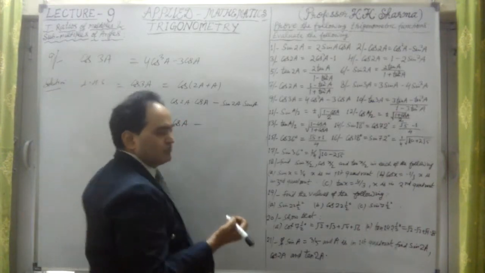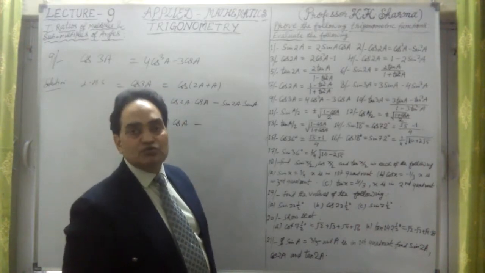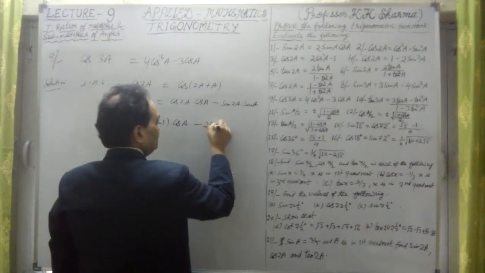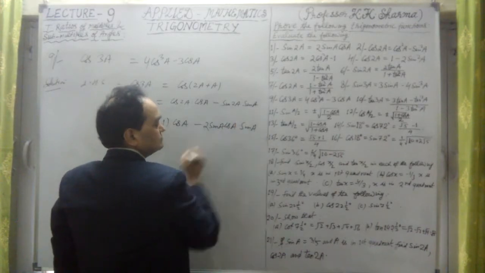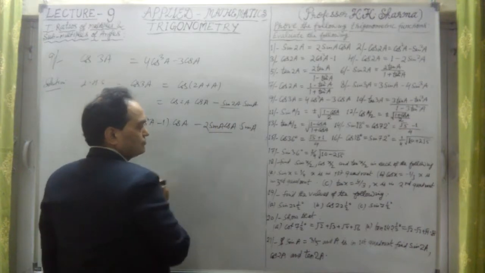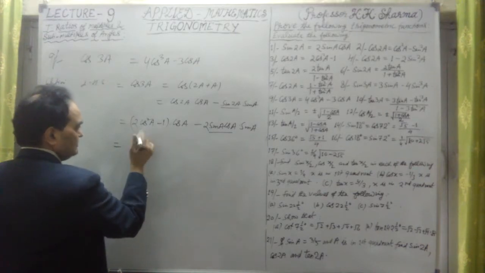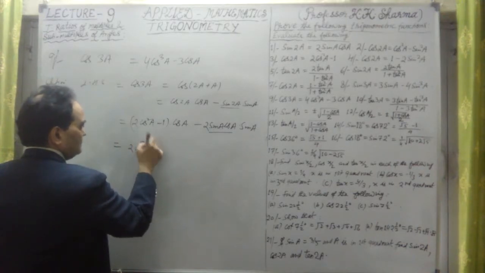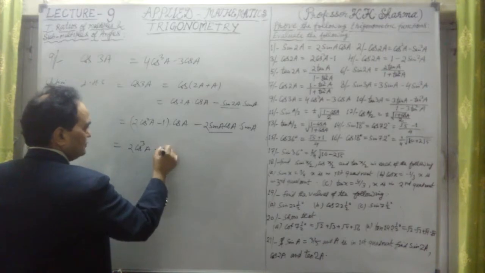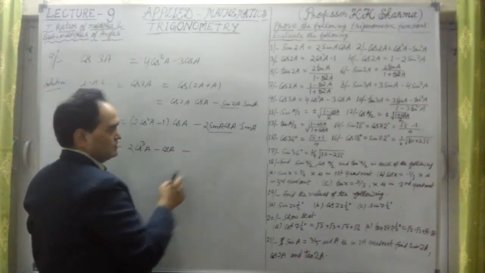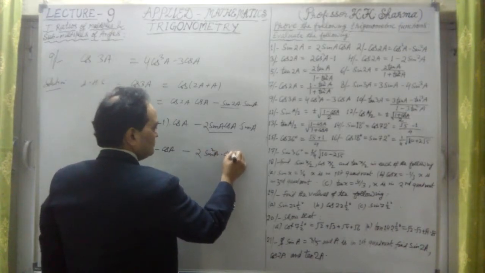Minus sin 2a. There are two formulae for it, one in terms of tan, but the first is 2 sin theta into cos theta, that means 2 sin a into cos a. So this sin 2a is 2 sin a into cos a. Okay, here we have substituted. Now convert this whole into cos only. So cos a multiplied: first, 2 cos square a into cos a, that means 2 cos cube a, minus cos a, minus this is 2 into sin square a into cos a.